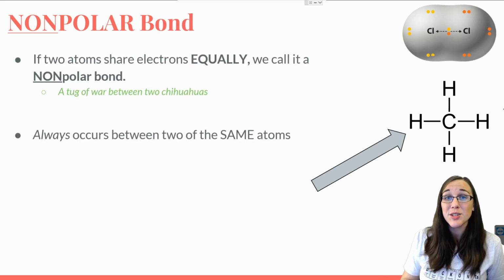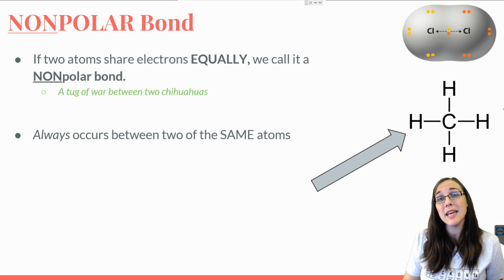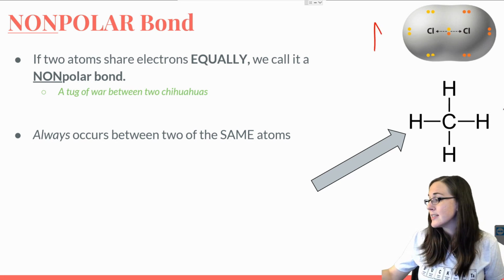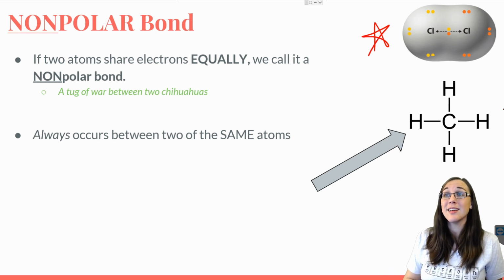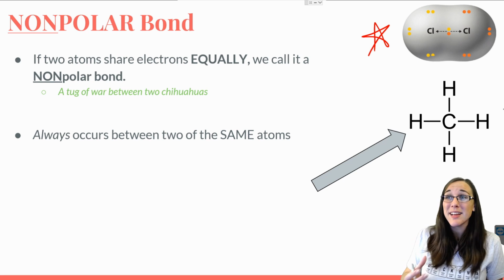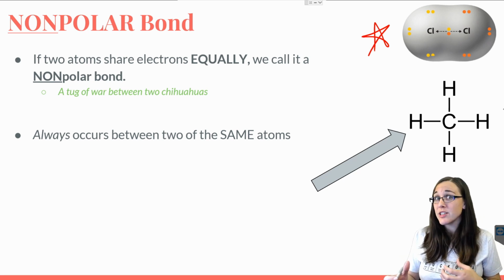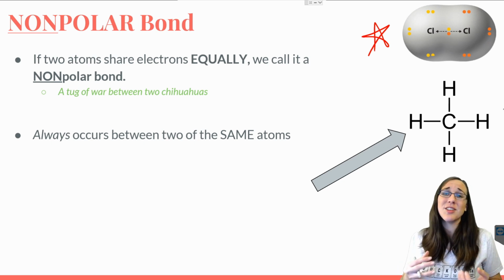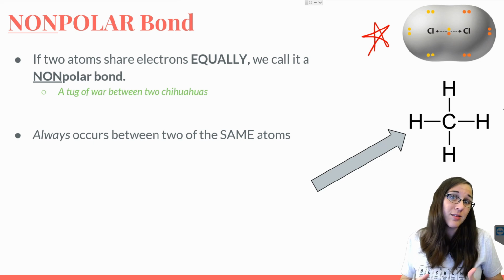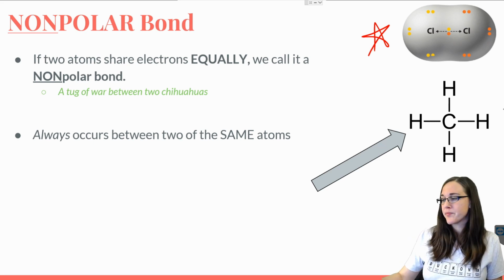The time this occurs, whenever we have a nonpolar bond, is if we have two of the same atoms. So if we're looking at Cl2, two Cl's attached to each other, a diatomic molecule, that diatomic molecule of chlorine has the same electronegativity on both sides. So they can't possibly out-tug of war each other. It's like a clone tug of warring with a clone. They're going to cancel each other out. It's a nonpolar bond. Those electrons are shared equally.